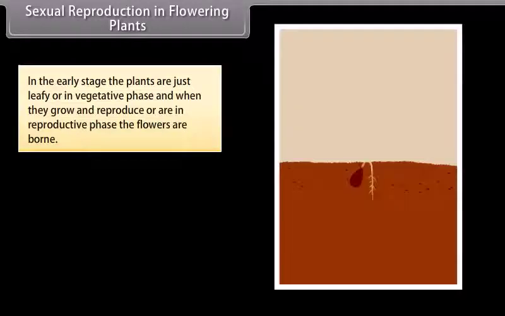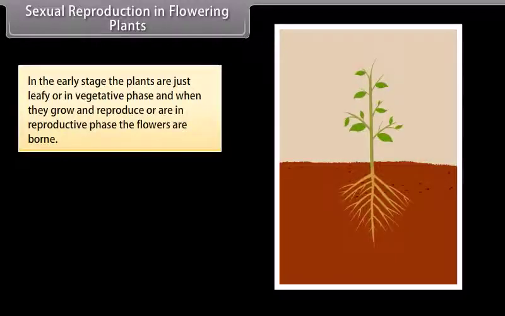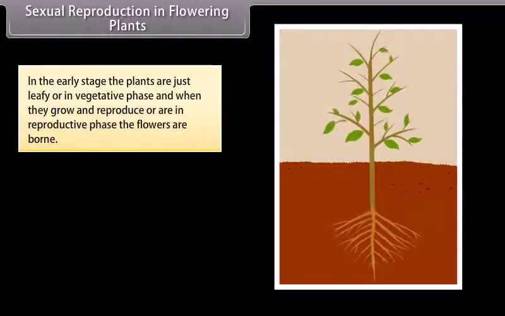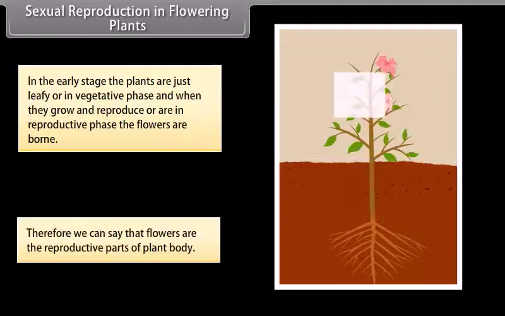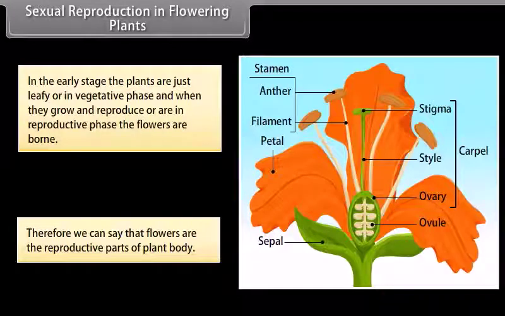Sexual reproduction in flowering plants. In the early stage, the plants are just leafy or in vegetative phase, and when they grow and reproduce or are in reproductive phase, the flowers are born. Therefore, we can say that flowers are the reproductive parts of the plant body.